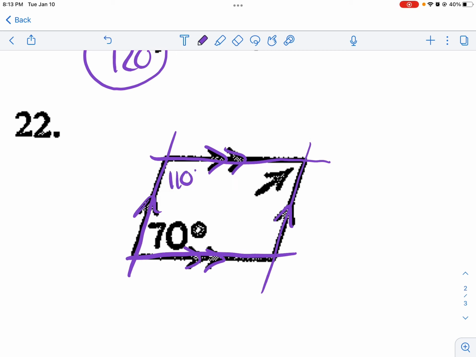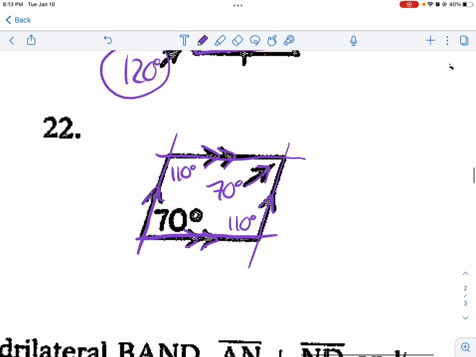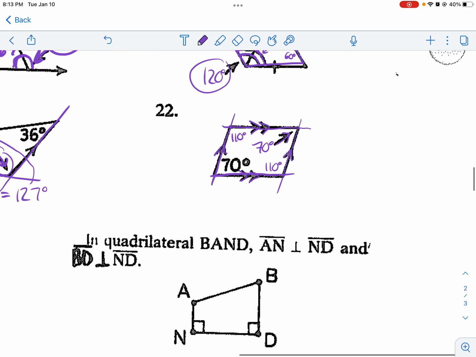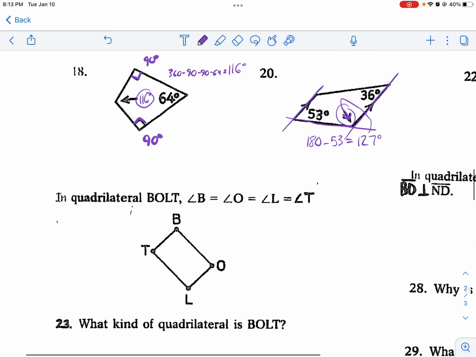So we know this is going to be 110 degrees. This will also be 110 degrees. And we can finally surmise that this one has to be 70 using that information. Because this has to add up to 180, this has to add up to 180, these have to add up to 180. They all have to add up to 180 because they are same side interior angles of parallel lines.